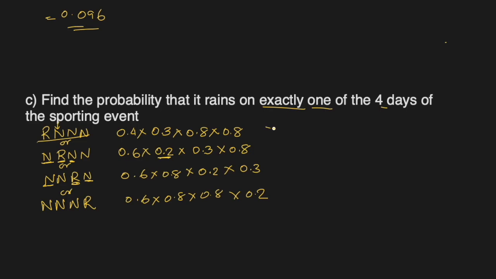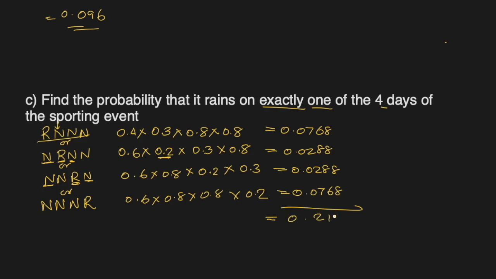While calculating, I get 0.0768 here, 0.0288, 0.0288, and 0.0768 again. And because they are mutually exclusive events, the sum will be 0.2112. This is the probability that it will rain on exactly one of the 4 days.